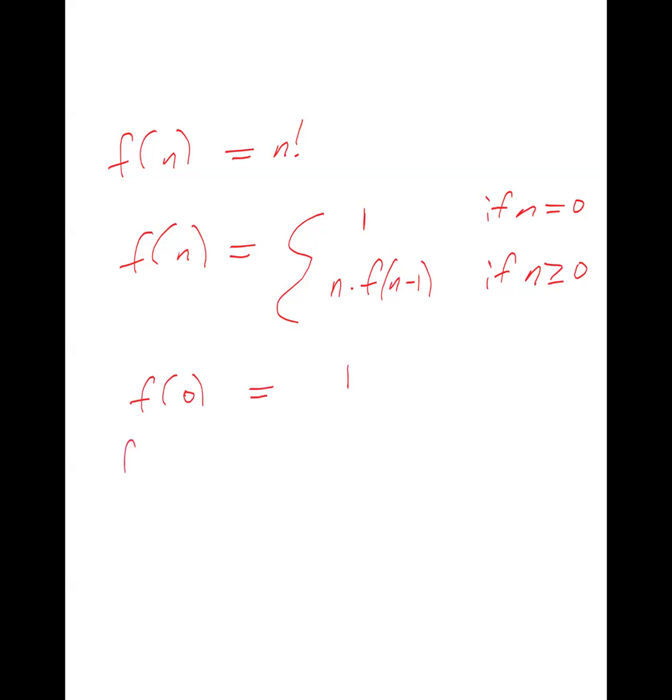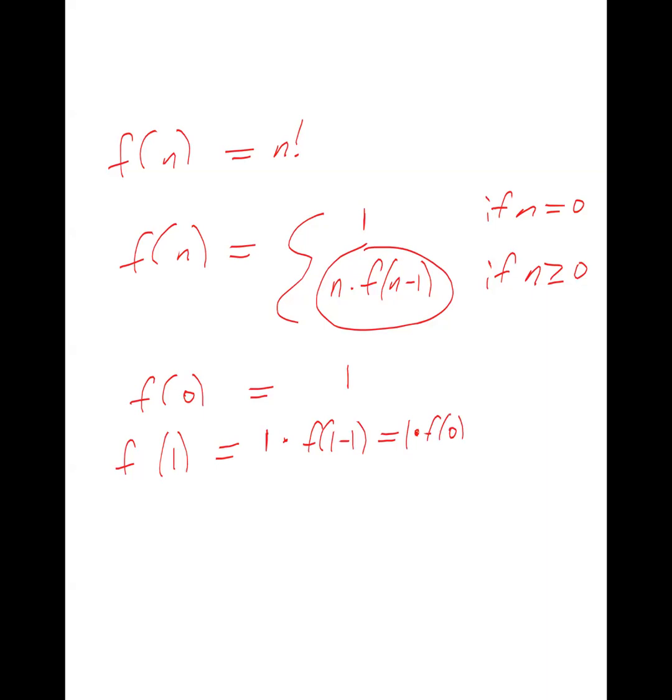Correct. What would f of 1 be? So don't tell me the final answer, just tell me according to the definition of the function what it would be. It'd be f of 1, because you're using this definition, right? F of 1 would be 1 times f of 1 minus 1, right? Because f of n would equal n times f of n minus 1, which would be 1 times f of 1 minus 1, which would be 1 times f of 0.